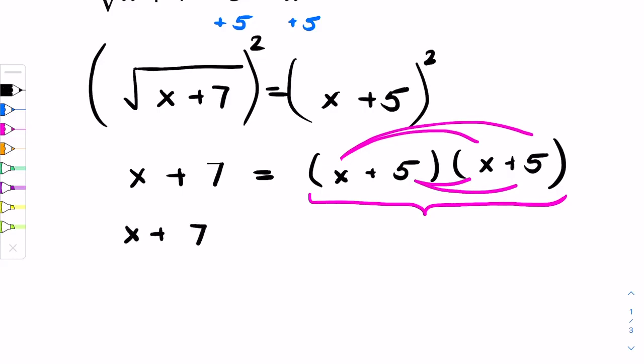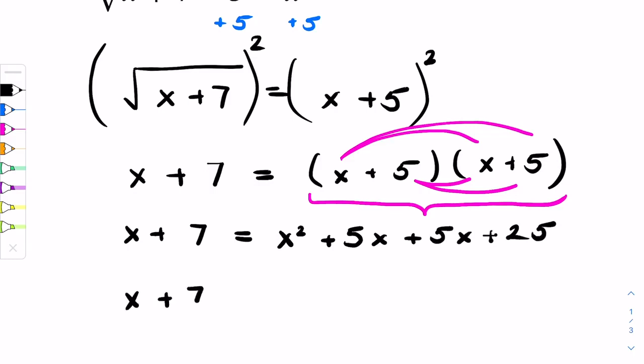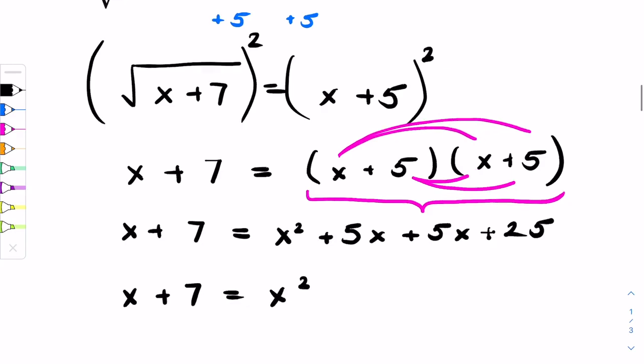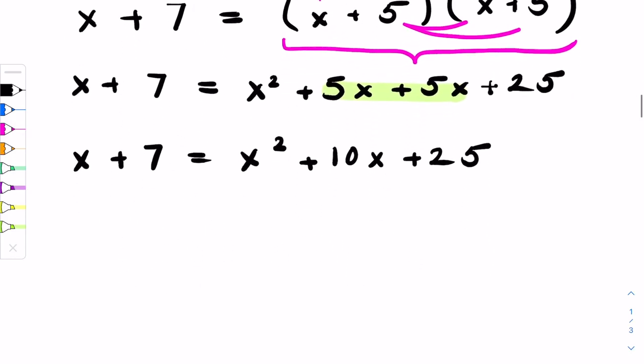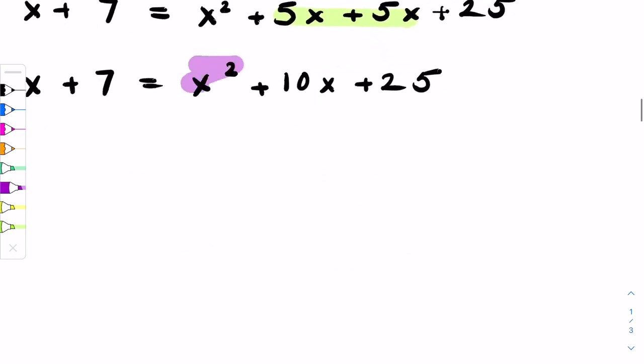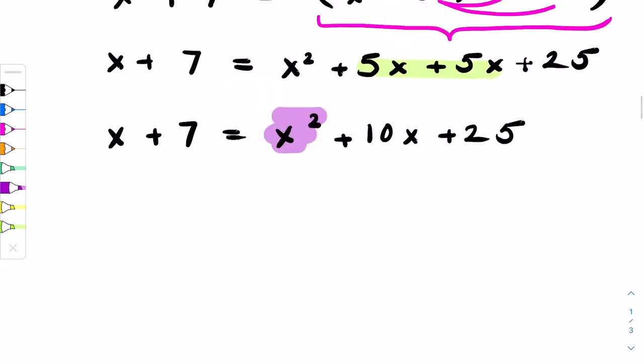x plus 7 equals x squared plus 5x plus 5x plus 25. x plus 7 is equal to x squared, 5x plus 5x is 10x, plus 25. Okay, anytime you end up with an x squared term, you're most likely going to have to either factor or use the quadratic formula.